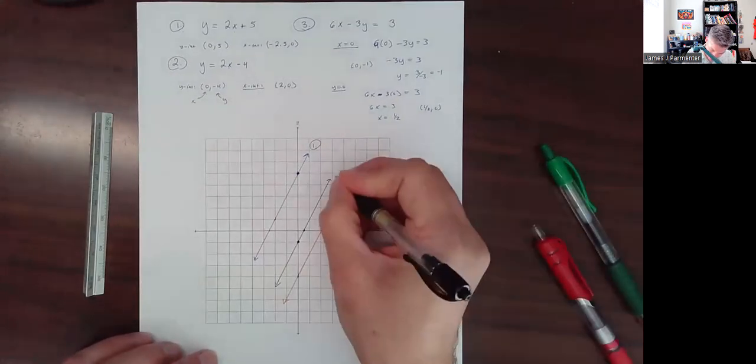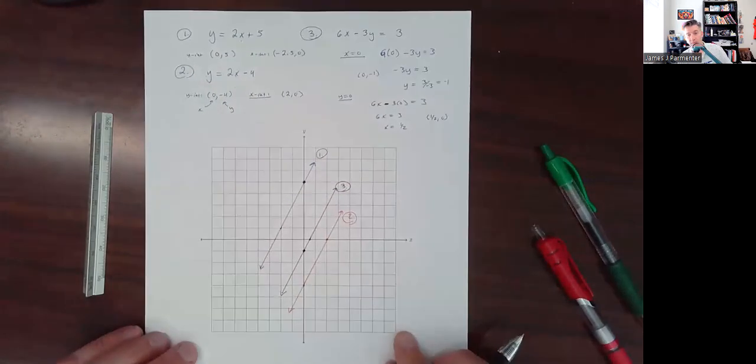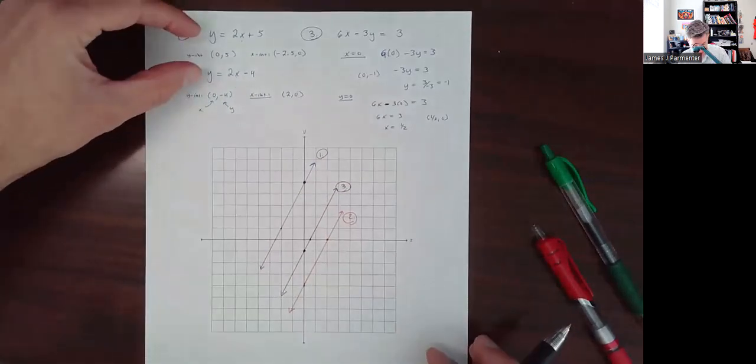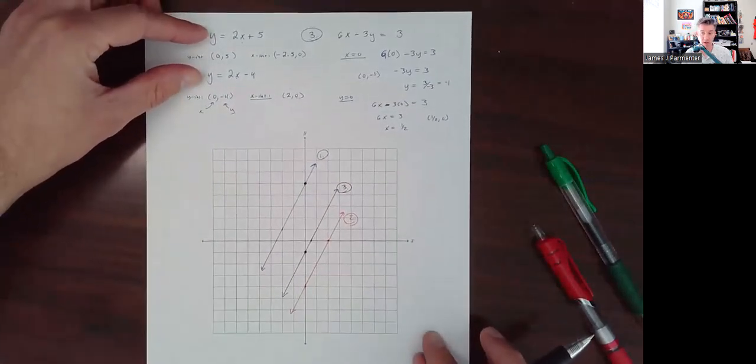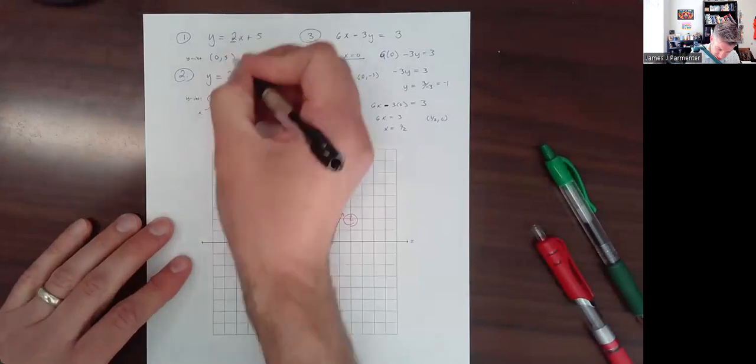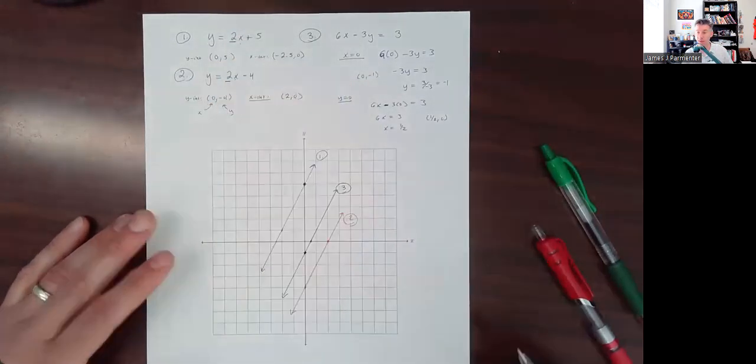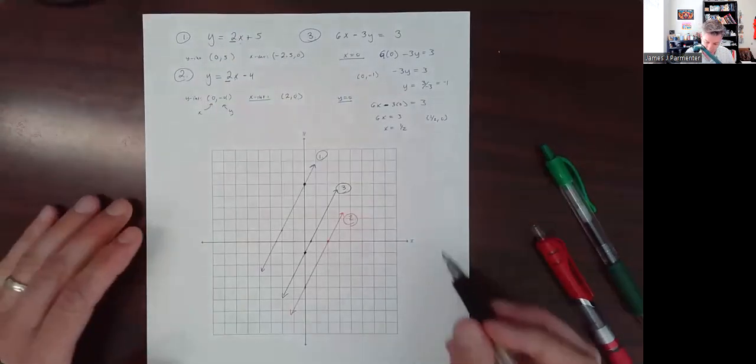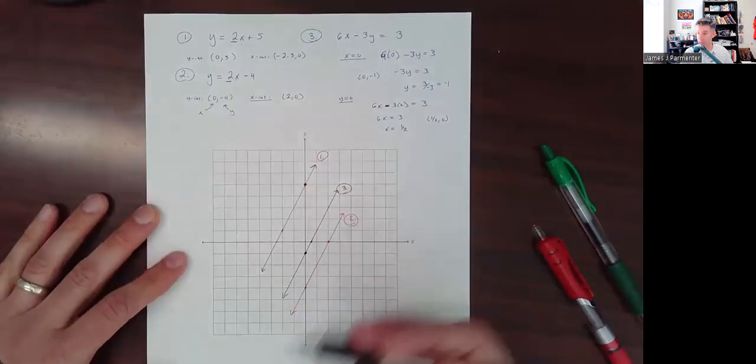And now what you can see for the lines written in the standard y equals mx plus b slope-intercept form, the slope just determines the parallelness. So if you can see that the slopes are the same, which they are here, both of these have a slope of 2, then you can see that those lines are parallel without actually having to graph them.